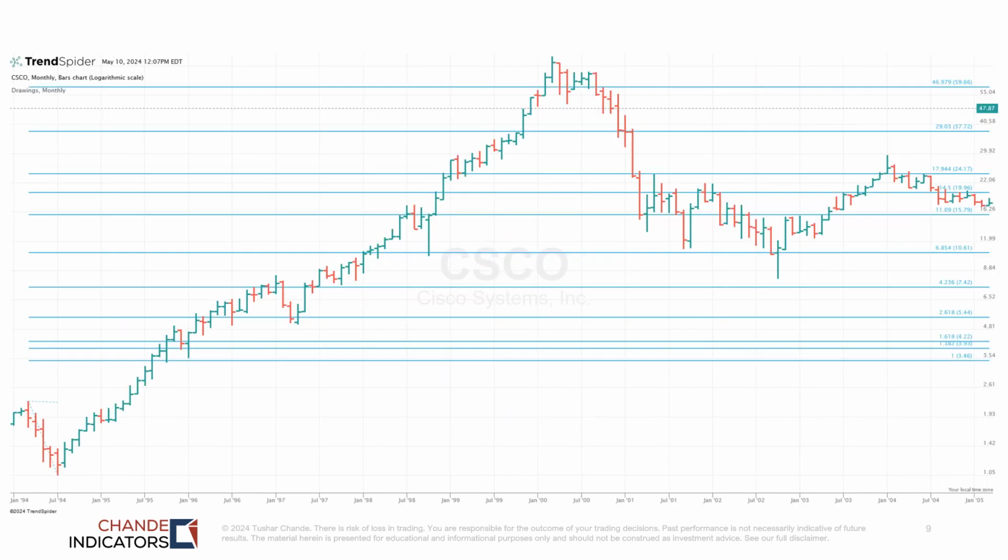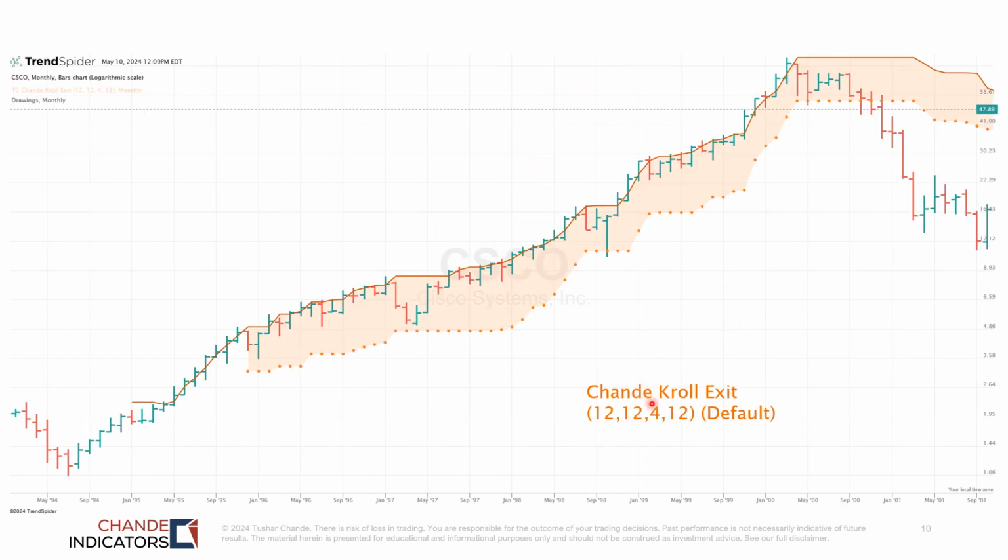So we are back to the Cisco chart. Just as a reminder, nonlinear scale. This is data in the 90s, and we're trying to understand how we could have traded this mega rally. So this is the Chande Kroll exit with monthly data, logarithmic scale. The default values are 12, 12, 4, and 12. So we are first calculating the highest high of the 12 months, then we are subtracting 4 times the 12-month average true range, and then we're taking the highest value of that first step. So that's what these numbers mean.